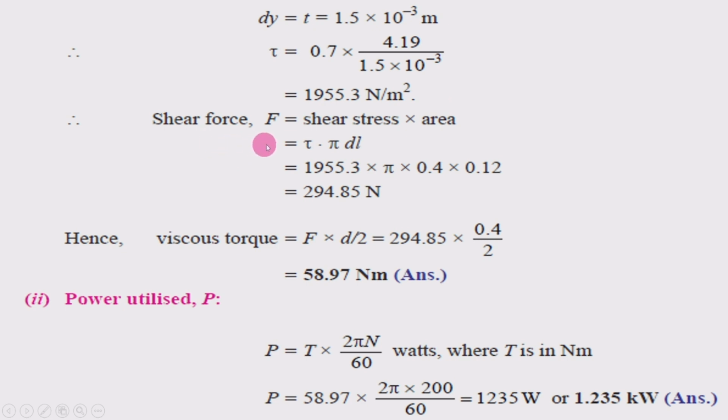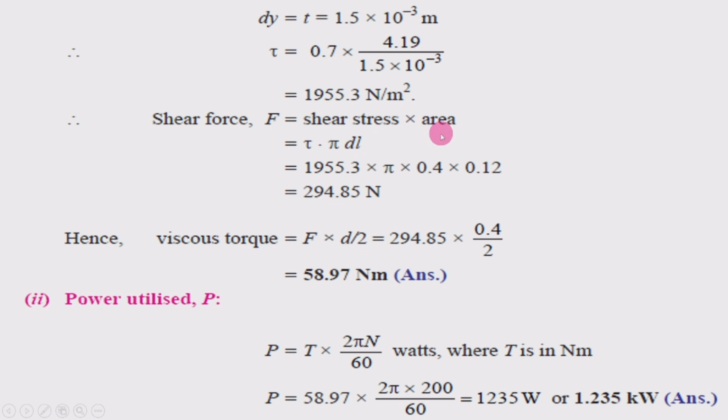The shear force is given by shear stress multiplied by the area. How did we get this equation? Shear stress is equal to shear force by area, the force per area. So if you require the force, it is the shear stress multiplied by the area. Here tau is the shear stress, and the area is pi dl.